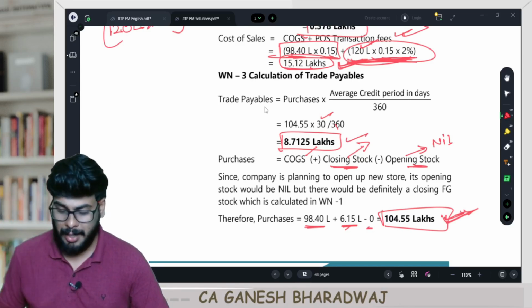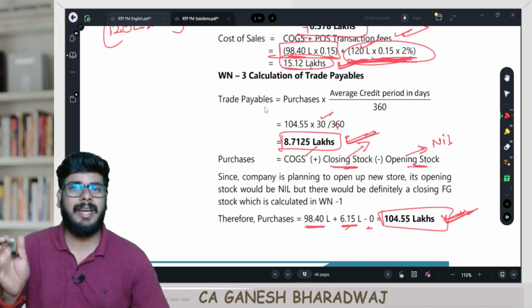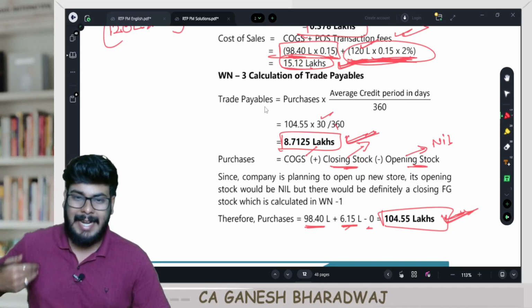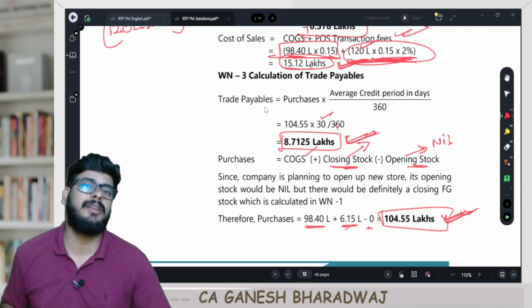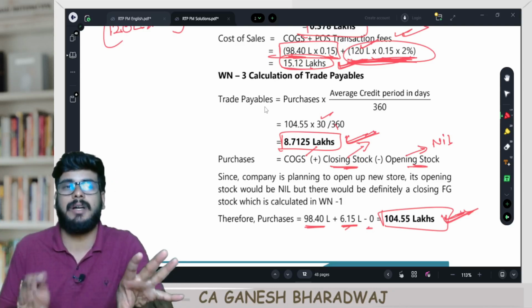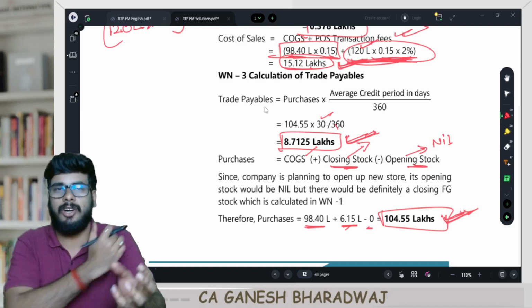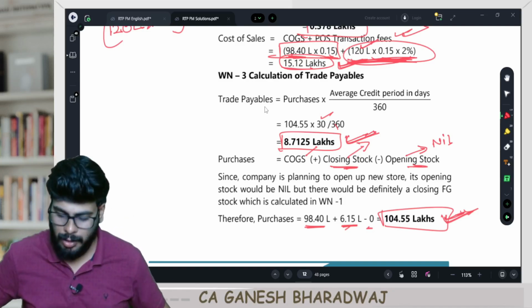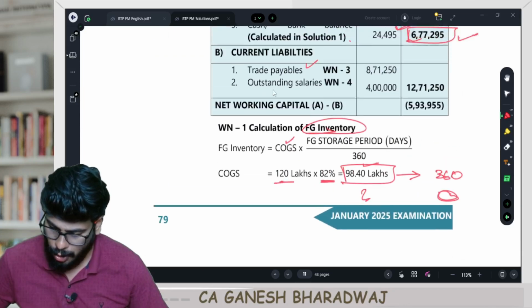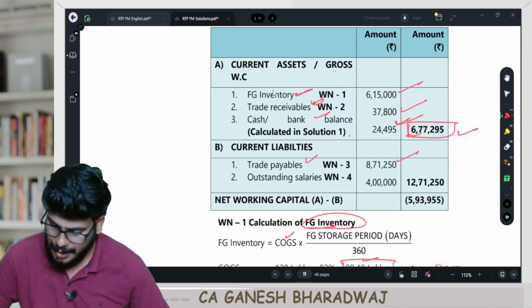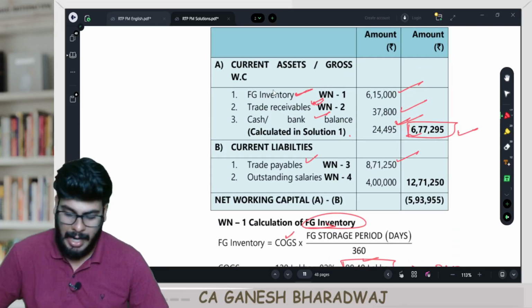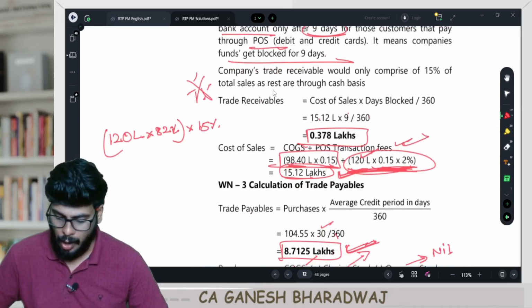And you can just go and plug the figure. Technically speaking, trade creditors is nothing but what? It's an indirect way of funding only. Are you clear with this? Not in cash, but in kind. They supply the goods today, but they are willing to accept the money later on. It's an indirect way of funding only. Are you clear with this? So now you just go and populate the figure here. It's going to be 8,71,250.